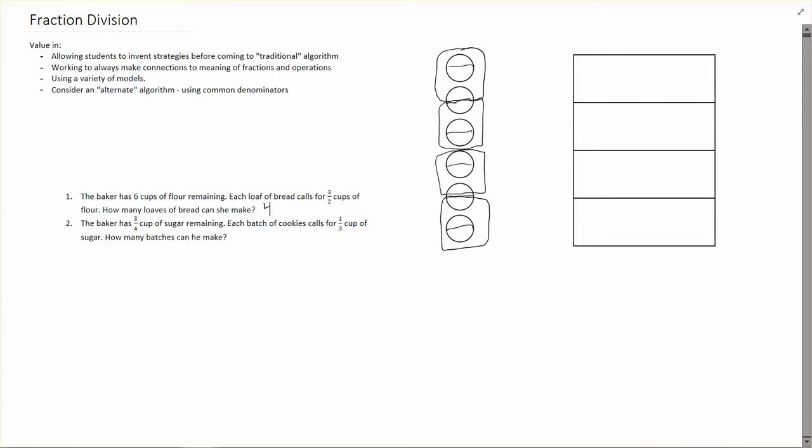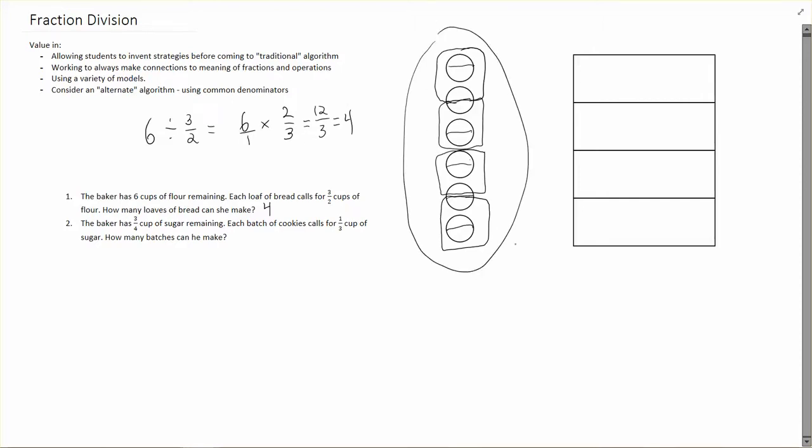How does that connect to the algorithms? Well, first let's talk about the quote-unquote traditional one. 6 divided by 3/2, we say we can compute by doing 6 times 2/3. And how do we do that? Well, we think about it as 6 over 1. 6 times 2 is 12/3, and 12/3 is the same as 4. What does this 6 over 1 times 2/3 connect to in terms of meaning here? It's very, very difficult to see any connection to meaning in what we looked at over here.